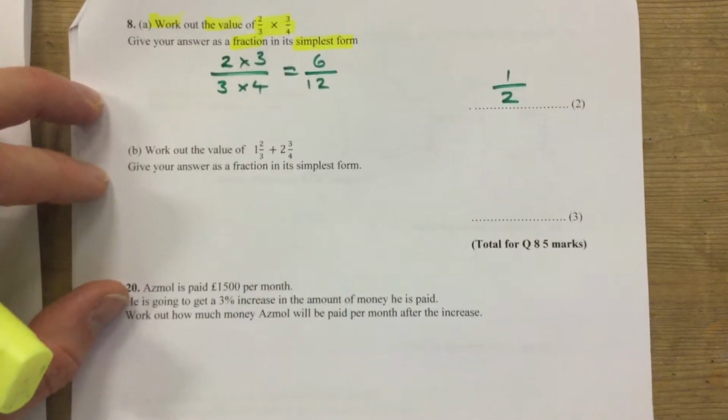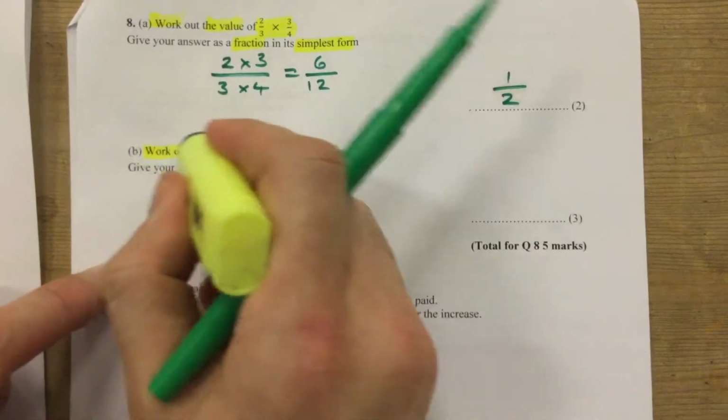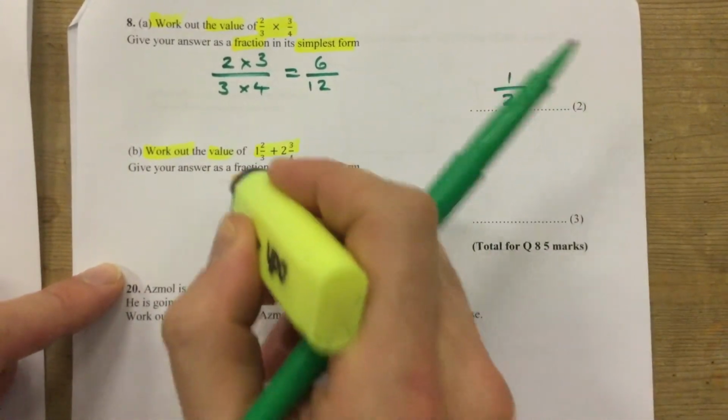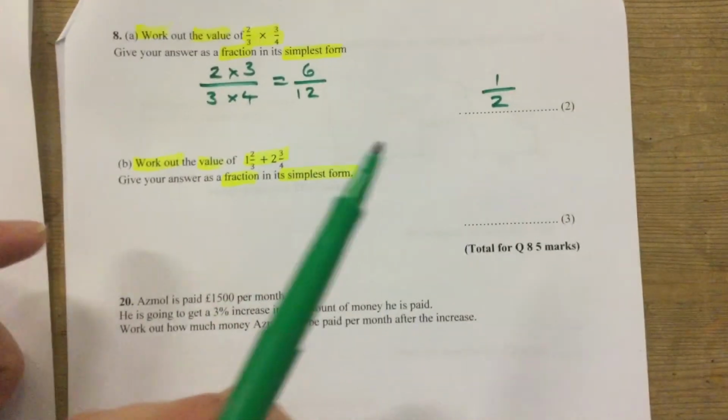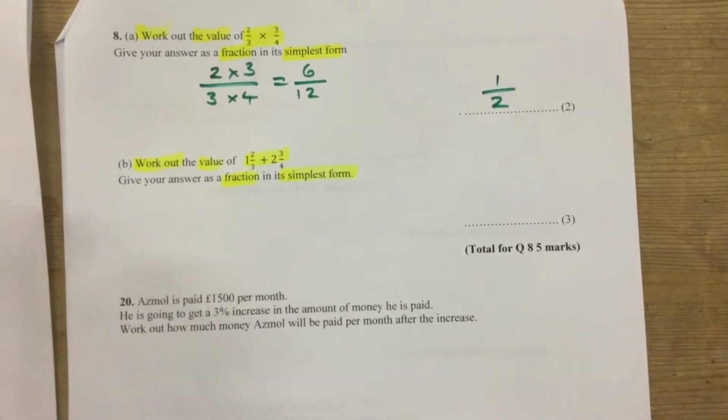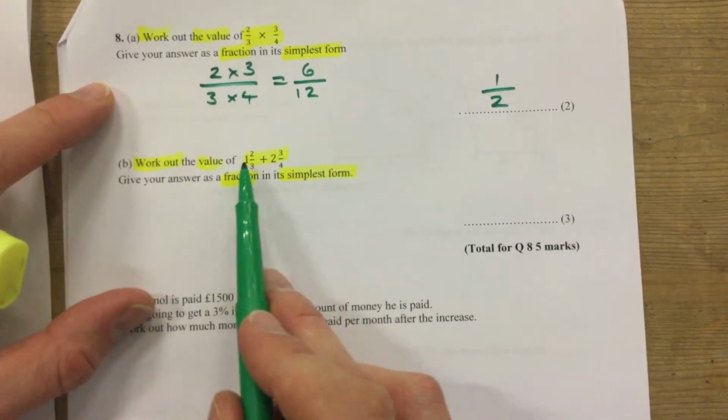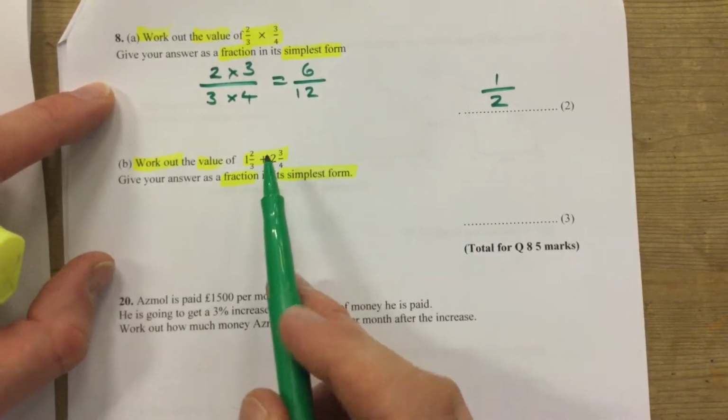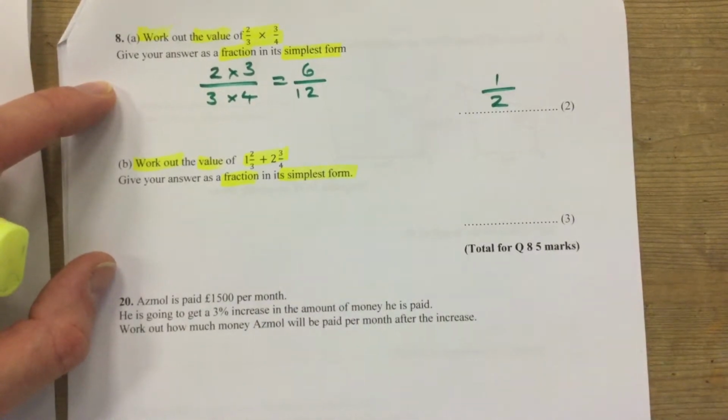Again, we've got to work out the value, but this time we are adding it. It wants it as a fraction, it wants it in the simplest form. Most common wrong answer when adding fractions is to add the numerator and add the denominator. That is completely wrong. First off, we have mixed numbers. So let's change them into improper fractions.